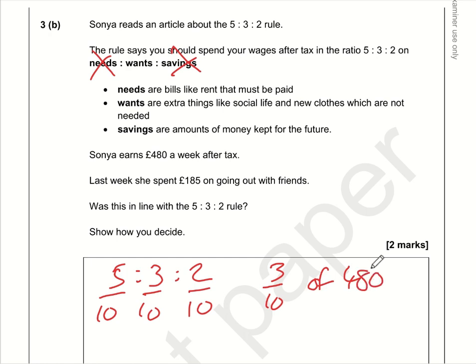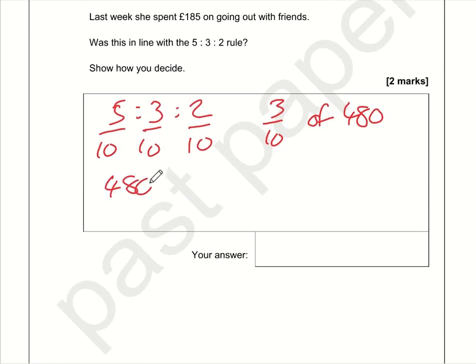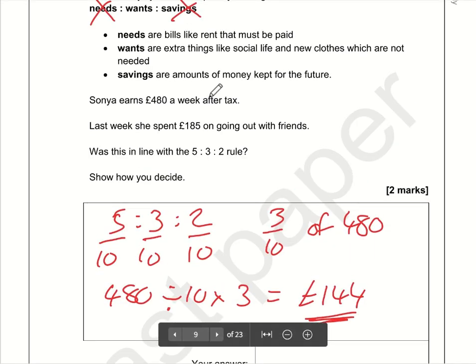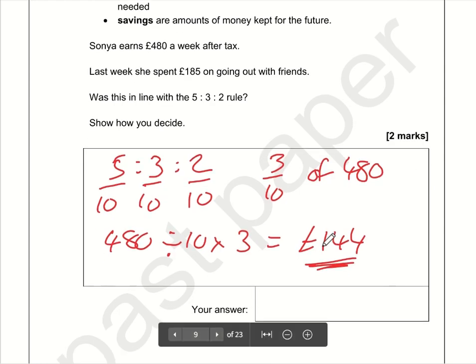So here we're working out a fraction of a total. So what we need to do is we take our total, we divide it by the number on the bottom, and we multiply by the number on the top. And 48 divided by 10 multiplied by 3, that comes to £144. So this is the maximum that she should be spending on her wants. £185 is way over that.